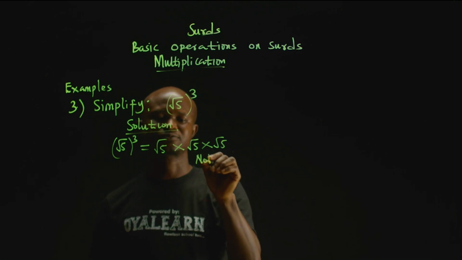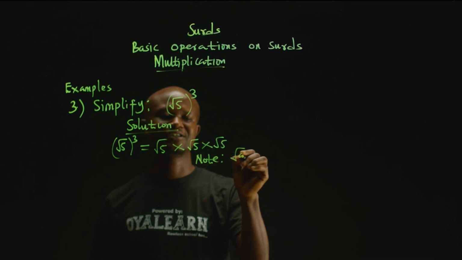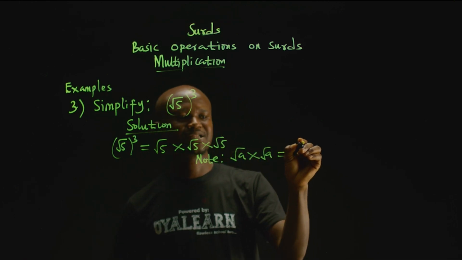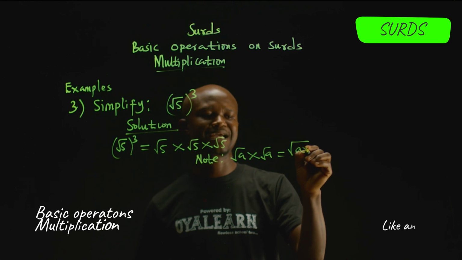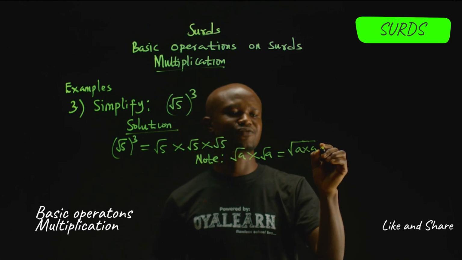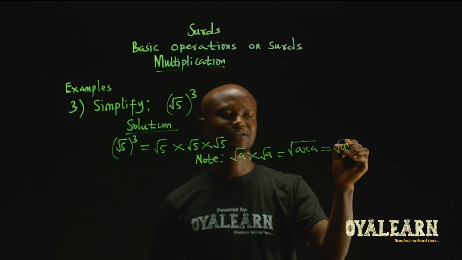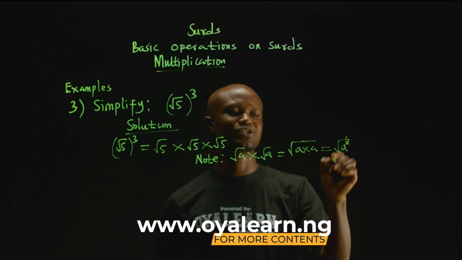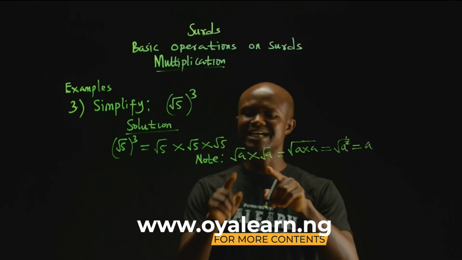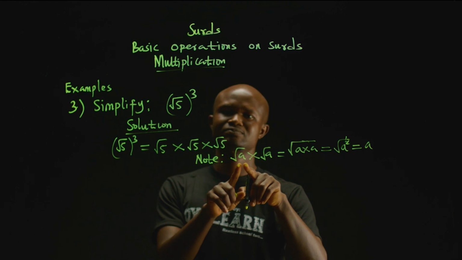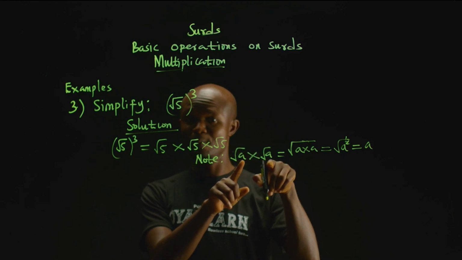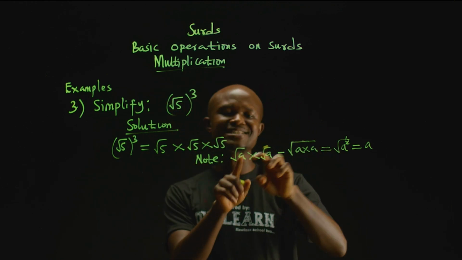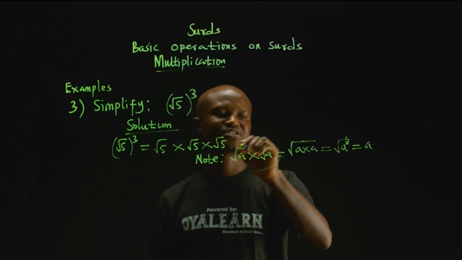Note, root a times root a. That will give us what normally? This will give us root a times a. And this will give us root a square. A times a is a square. So these two will go with the square root, then we have a. So anytime you are multiplying same surd, the same number inside the square root, then the answer is the number. So root a times root a will give us a.